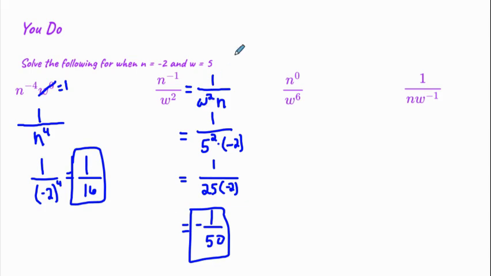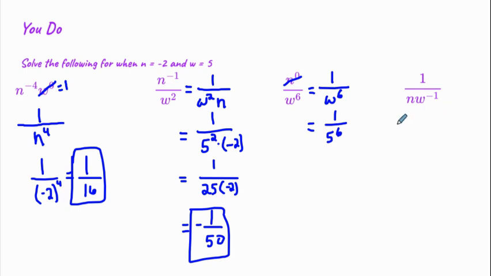All right, next one. Again, n to the 0 will just simplify to 1. And w to the 6th just remains in the denominator. So we've got 1 over w to the 6th. Then we plug in our 5. And I'm actually not going to do that calculation. I'll leave that up to you. But it's 1 over whatever this number is.